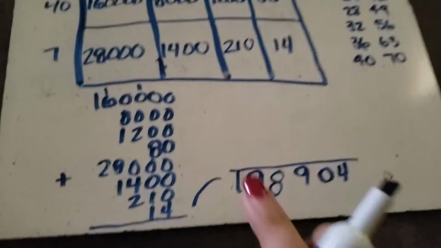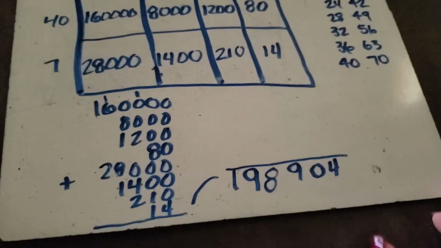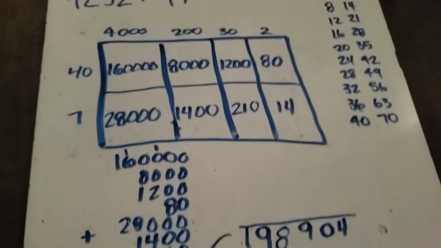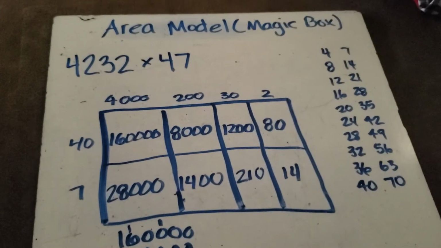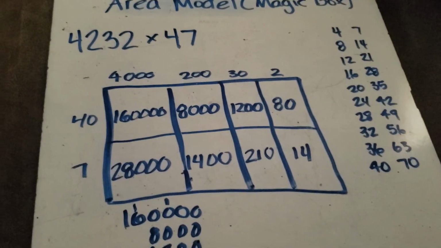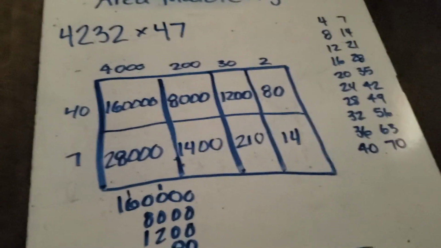Okay, and again, I'm sorry I had to put this over here. That is not ideal. But if you have any other questions on this method known as the area model or magic box, just let me know. Next will be lattice multiplication.